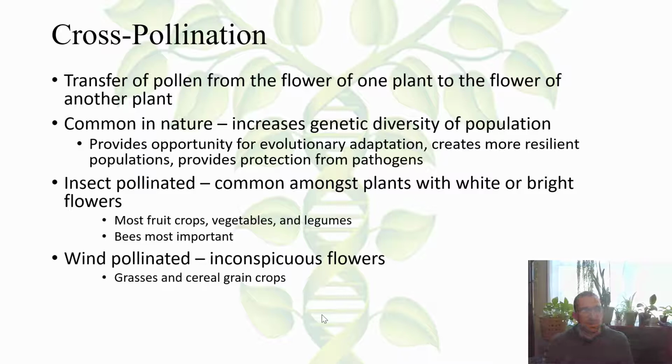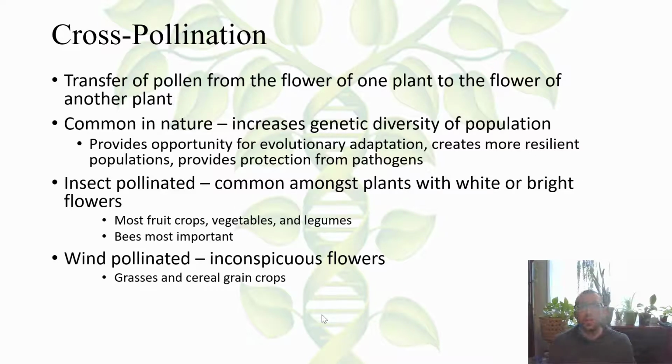Cross-pollination. So this is where we transfer pollen from the flower of one plant to the flower of another plant, right? So here, our plants will not self-pollinate. We need to get the pollen from a different plant to pollinate and fertilize our flowers. So this is common in nature.